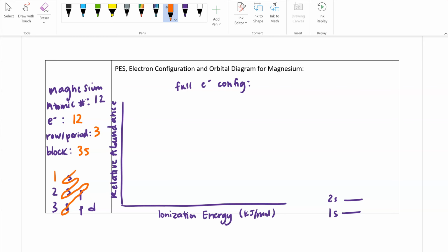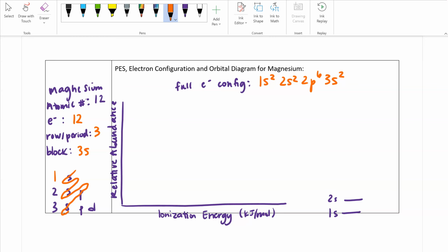So then I'm done. So I went all the way through my 1s orbital, so that's full. I went all the way through my 2s orbital, so that's full. I went all the way through my 2p, I should not say orbital, I should say subshell. I went through my 2p subshell, so that's full, and my 3s subshell is also full because magnesium is the second atom in the 3s row.